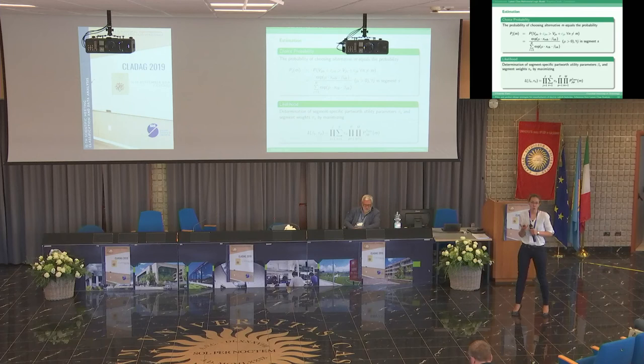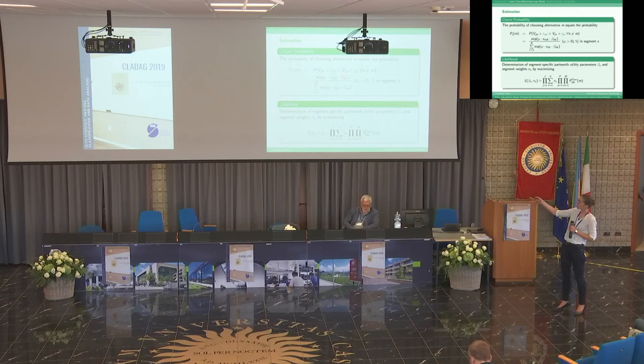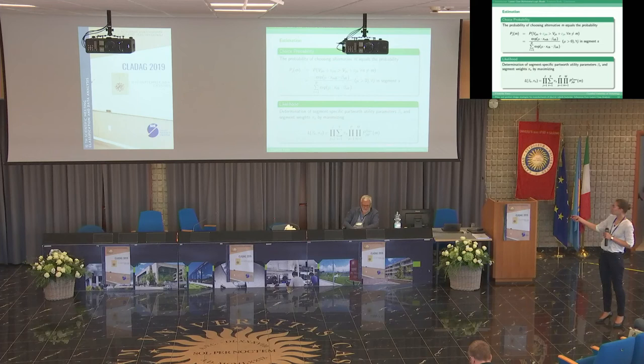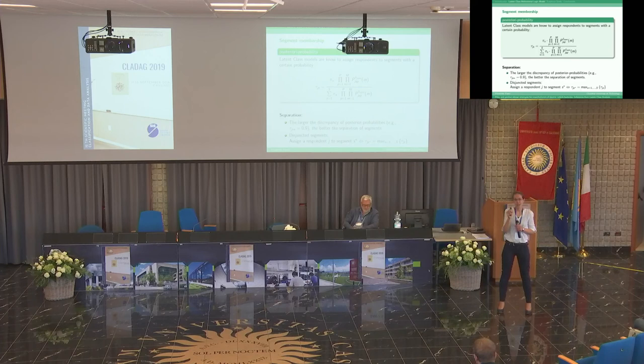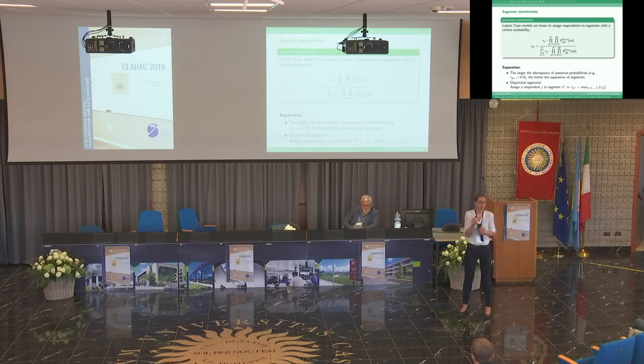What we are interested in is the estimation of these part-worth utility estimates, as well as the estimation of the relative segment shares. We can do this by using maximum likelihood estimation, and the likelihood here looks like this. Quite important, and I think you're already familiar with that, a latent class model assigns respondents to certain segments with a certain probability. So for example, if there are two segments, a respondent may have a 90% probability of being sorted to the first and a 10% probability of being sorted to the second segment.